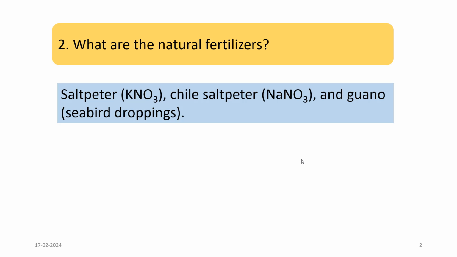However, the industrial manufactured fertilizers are ammonia based fertilizers like urea, ammonium phosphate, ammonium nitrate, etc. So here I have asked about the natural fertilizers. So saltpeter, chili saltpeter and guano will be the answer.